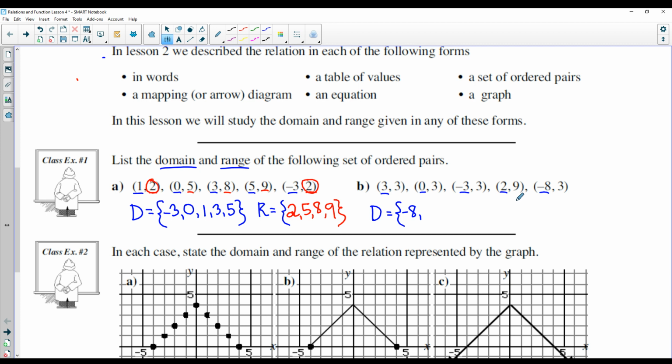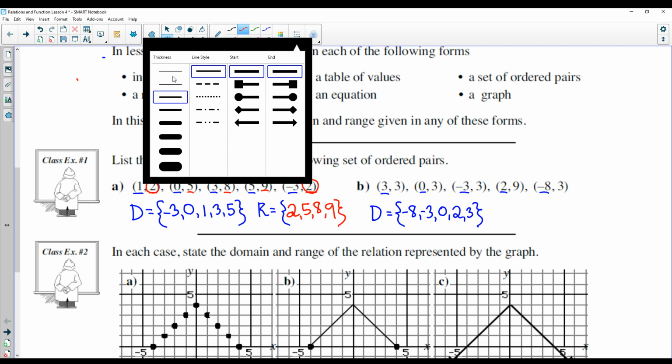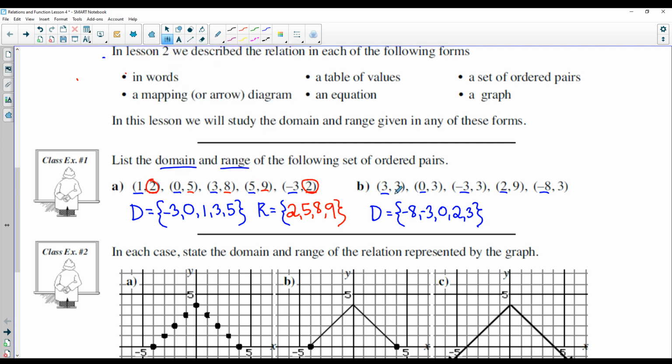And then we would have -3. And then we would have 0. Then 2. And then 3. Domain is all possible x values or input values in a relation. Now your range, let's look at all the possible output values. You have 3, you have 3, you have 3, you have 9, and you have 3.